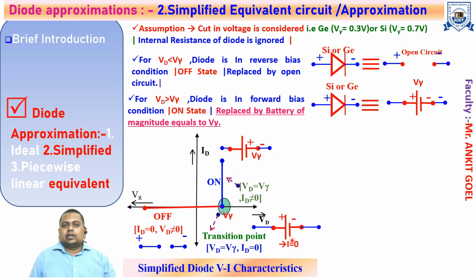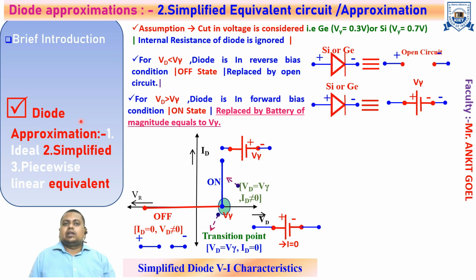So please compare these two models. What is the difference between the on-state model and the transition state model? In the on-state model, we have V gamma and the current need not be equal to zero. But here the current is zero. That is only one of the differences between these two model representations. This transition point representation is a useful concept when we understand the concept of the clipper, right?